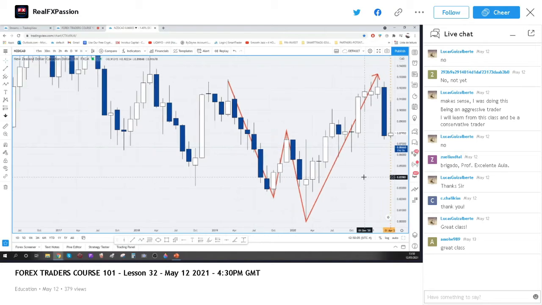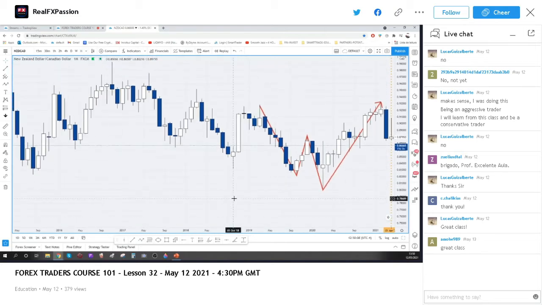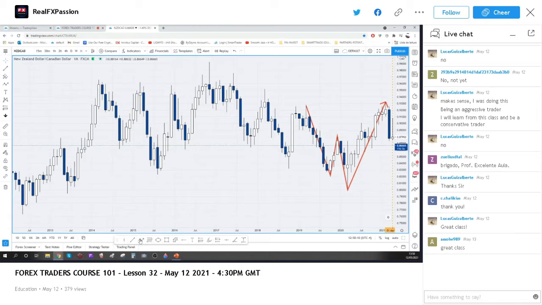This is the monthly chart, everybody. Talking about the market structure from the monthly: extension, retracement, extension, retracement, extension, retracement, extension. So what is the general bias? What is the structure telling you? It's long-term short, it's long-term long, right?